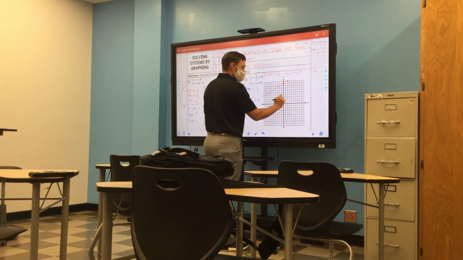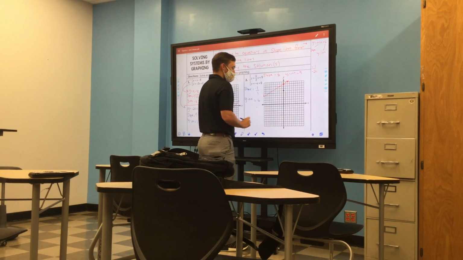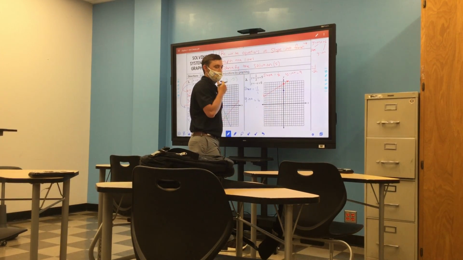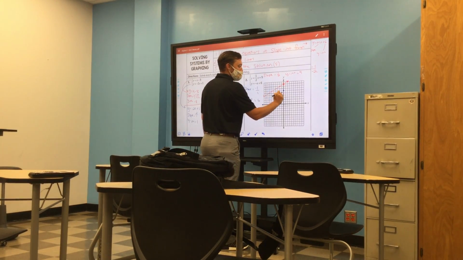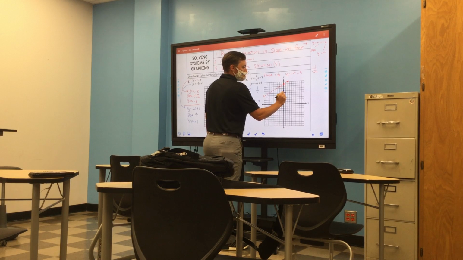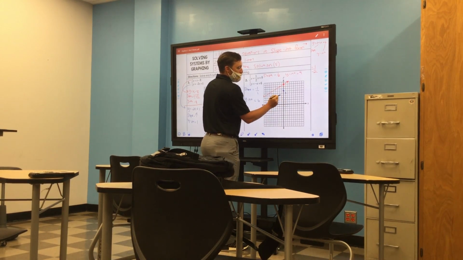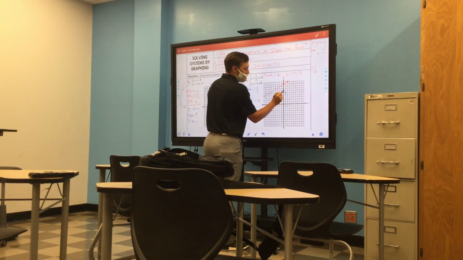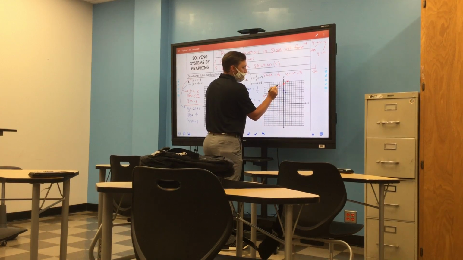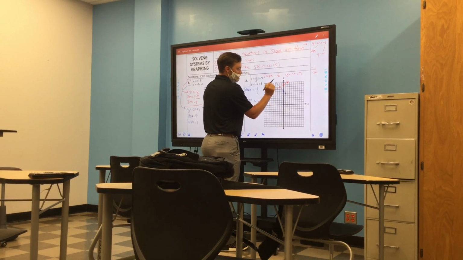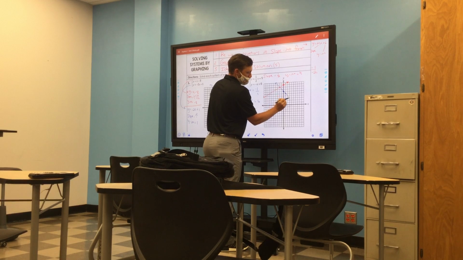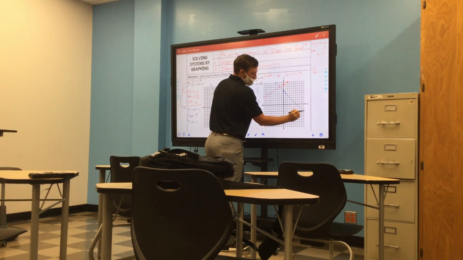Go up 1, 2, 3, 4, 5, 6. Then my slope tells me I need to go down 1 to the right 1. Down 1 to the right 1. I've got 2 points. That's enough for me to graph. So let's connect these points as straight as we can. That wasn't very straight. Let's try that again. There we go. There's a straighter line. We'll go all the way through.